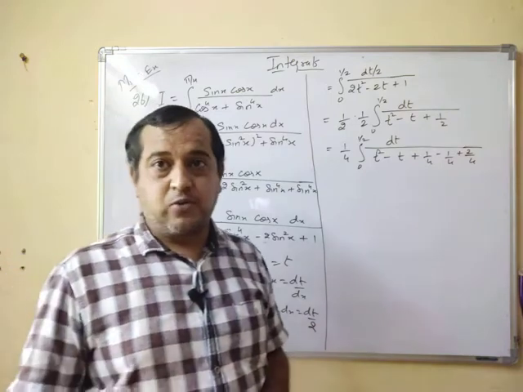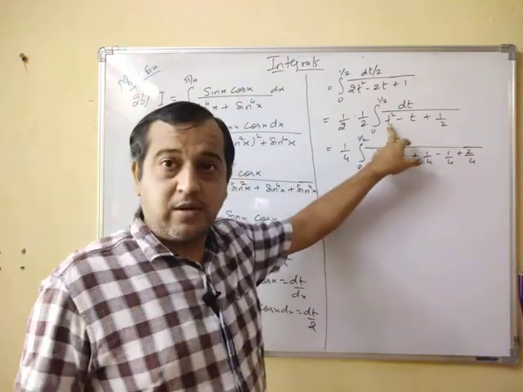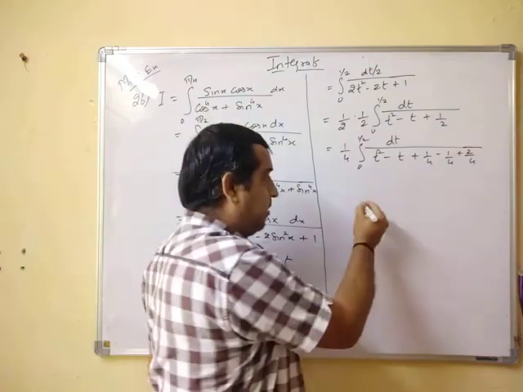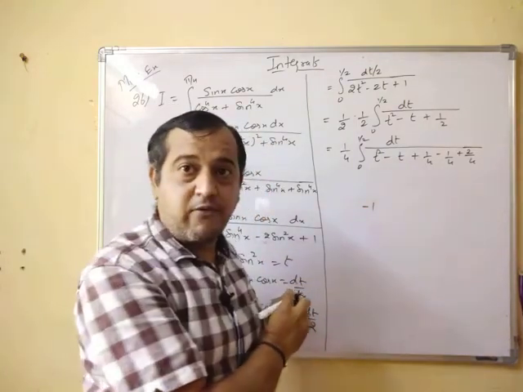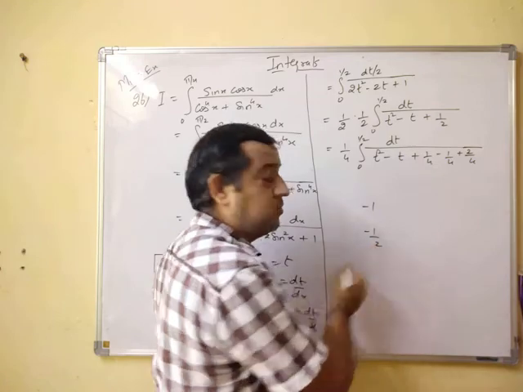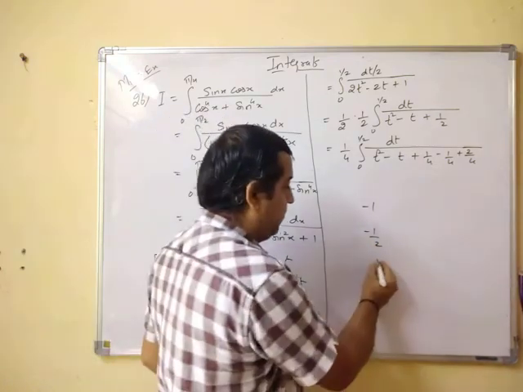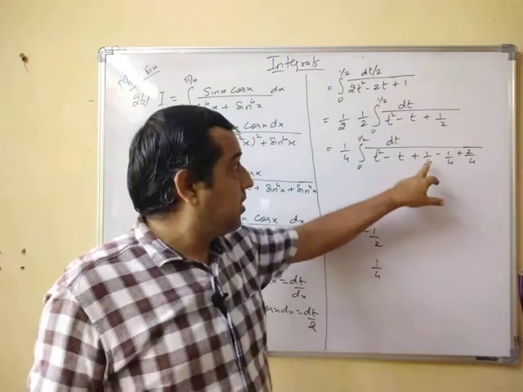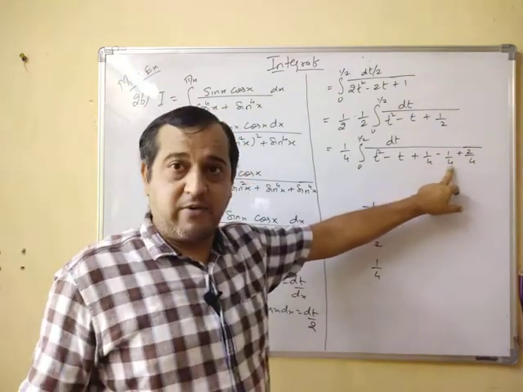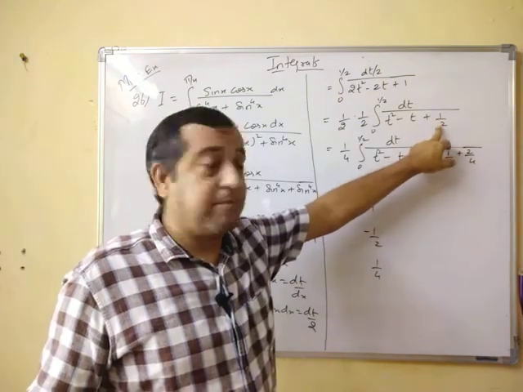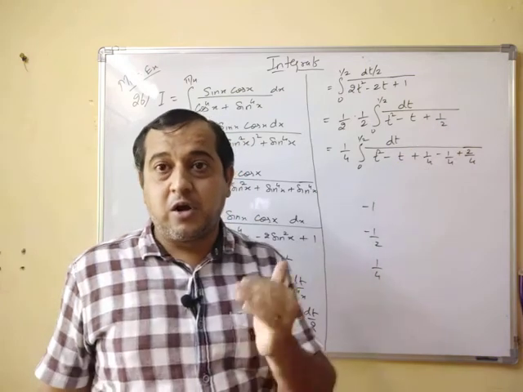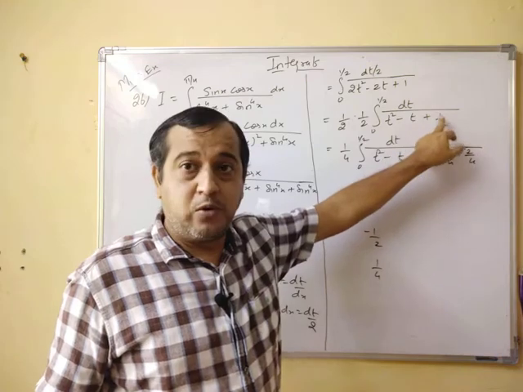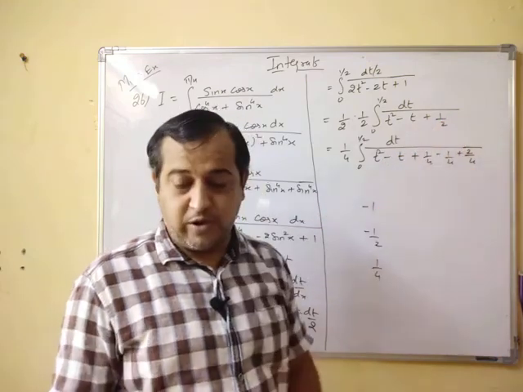Converting them into perfect square. T square minus t as it is. Coefficient of t is minus 1, half of it is minus 1 by 2, square of it is 1 by 4. So add 1 by 4, subtract 1 by 4. Again this is 1 by 2. Making the denominator as 4, we have to multiply both by 2. Here it will be 2, denominator will turn out to be 4. We get this.